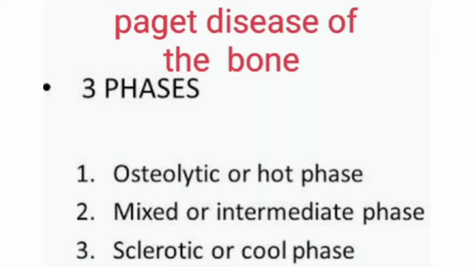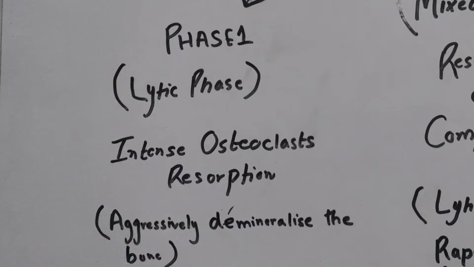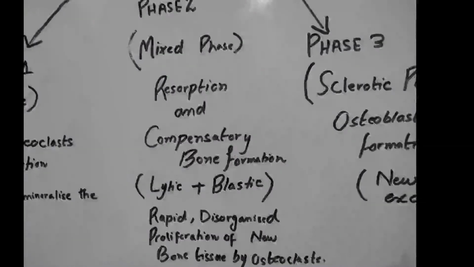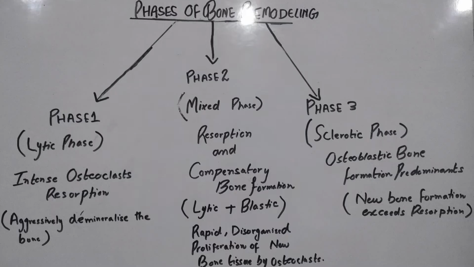In the osteolytic phase, the osteoclastic activity predominates, which aggressively demineralizes the bone. Mixed phase is the active phase in which there is both osteoclastic and osteoblastic hyperplasia, with rapid disorganized proliferation of new bone tissue. In the sclerotic phase, there is osteoblastic bone formation, new bone formation which exceeds the resorption.